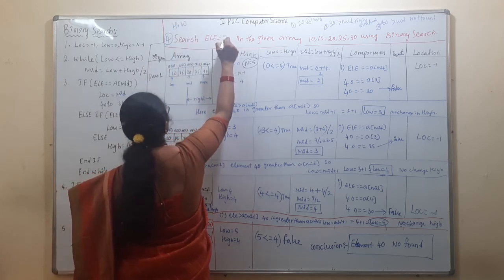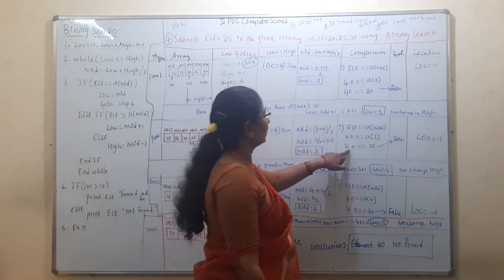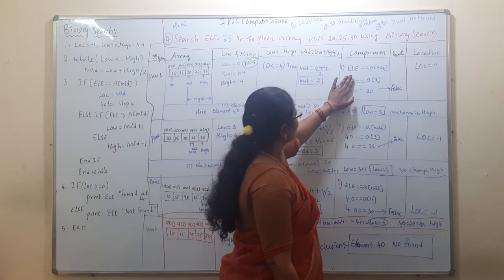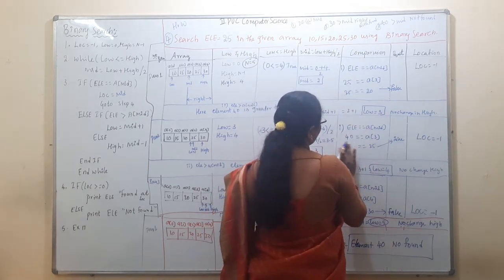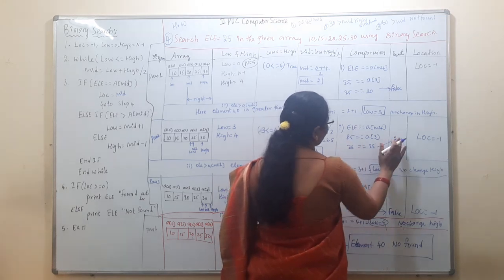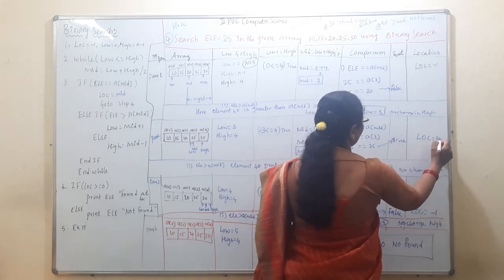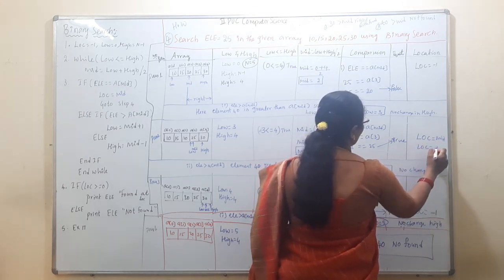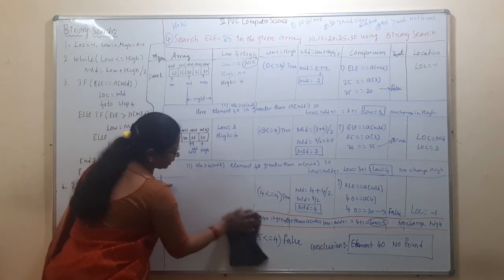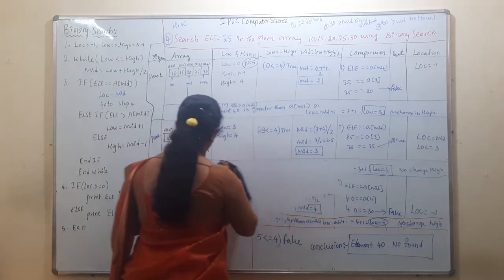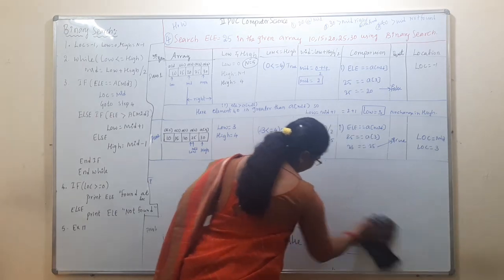Searching element is 25. See here, you'll get 25. I am going to just solve here only, students. Look at here, 25. Condition is true. Location gets changed to the mid value. Location equal to 3. So finally you can conclude the result.